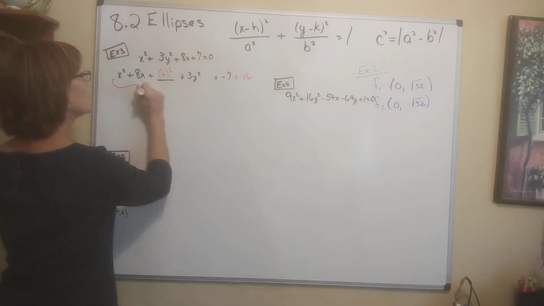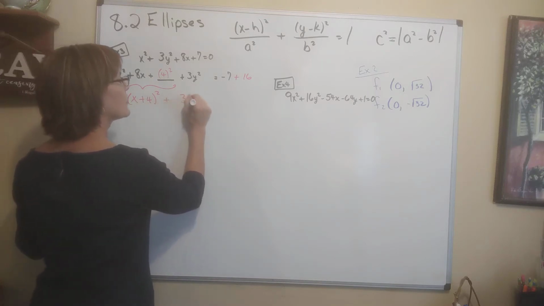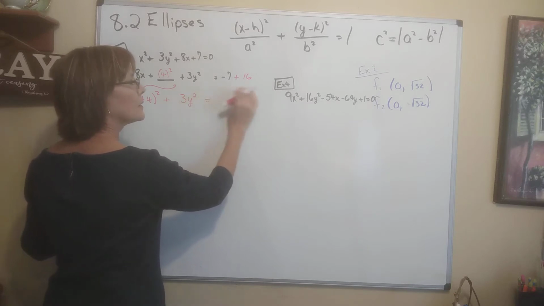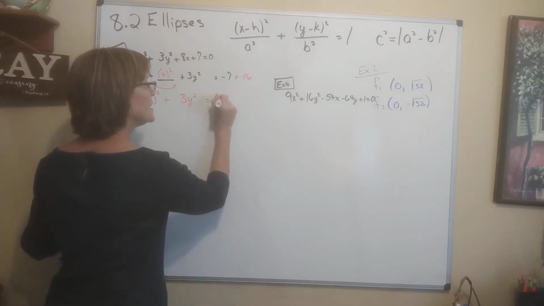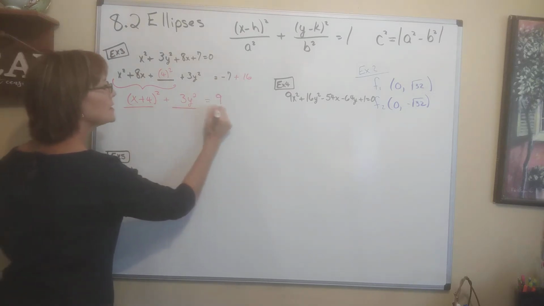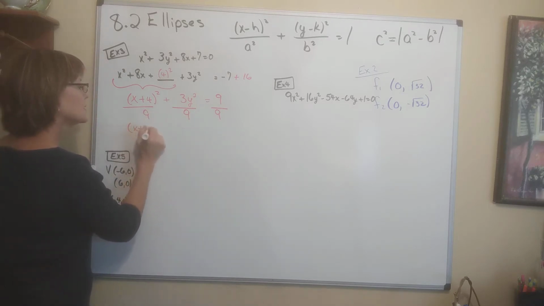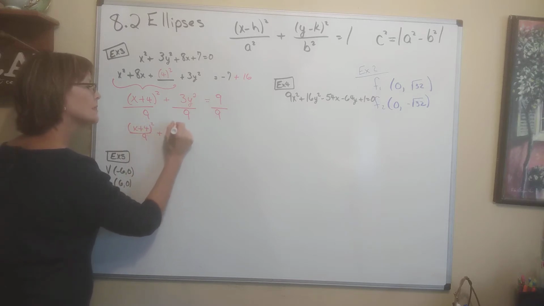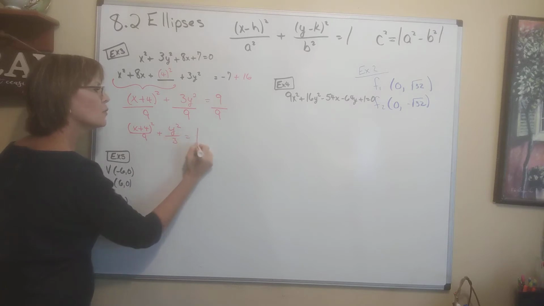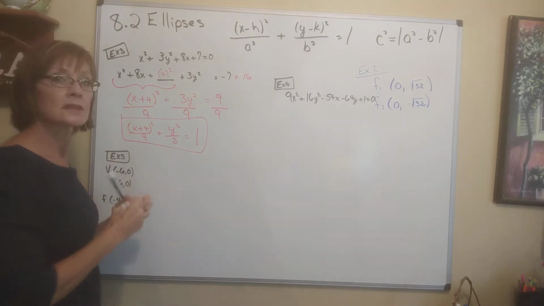Okay, on this side, this will factor. (x plus 4) squared is what this factors into. Over here, I just copied down the 3y squared. Over here, I'm going to add this together. So negative 7 plus 16 is a 9. We're almost there. I want it to look like this. So what I'm going to do is divide both sides by 9. And that gives me (x plus 4) squared over 9 plus y squared over 3 is equal to 1. Now this is in standard form, and I can start to pick this ellipse apart.